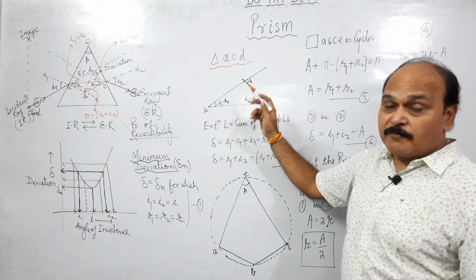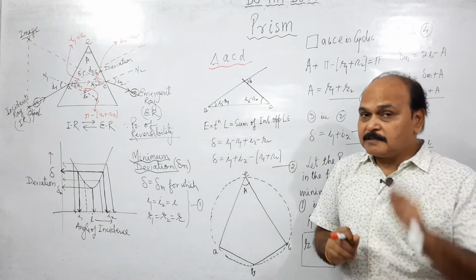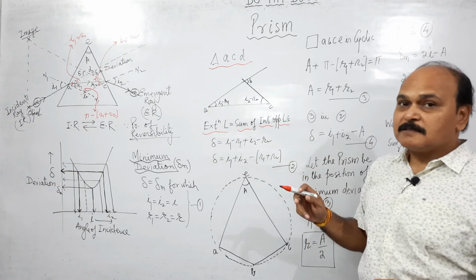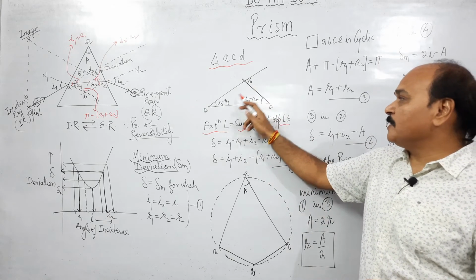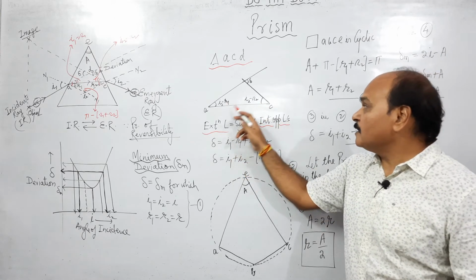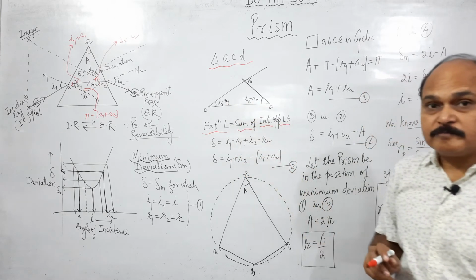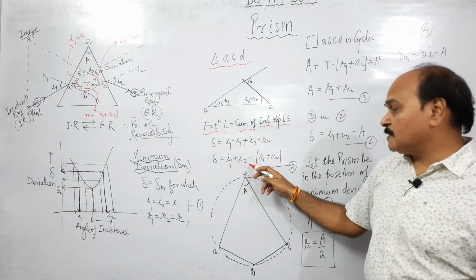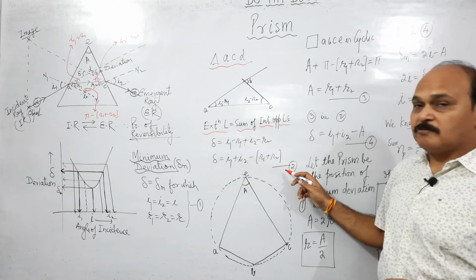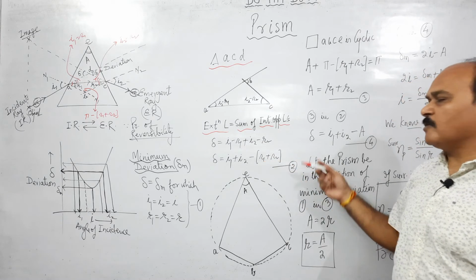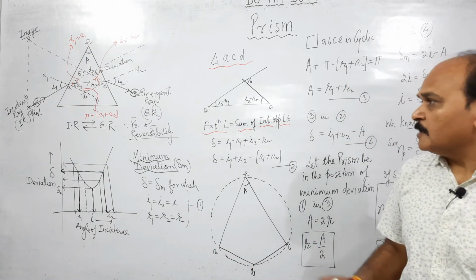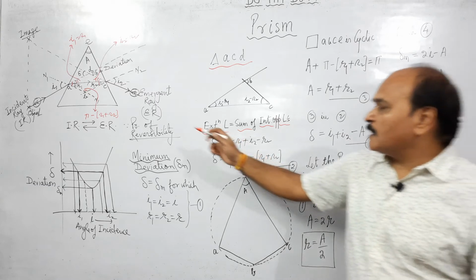deviation. And we know that in every triangle, the exterior angle is equal to the sum of interior opposite angles. This simply means this angle delta is going to be the sum total of these two angles. That means delta is going to be I1 minus R1 plus I2 minus R2. I1 plus I2 is written together and minus is taken common, and we get minus R1 plus R2. Let us say this is equation number 2, and this condition is equation number 1.